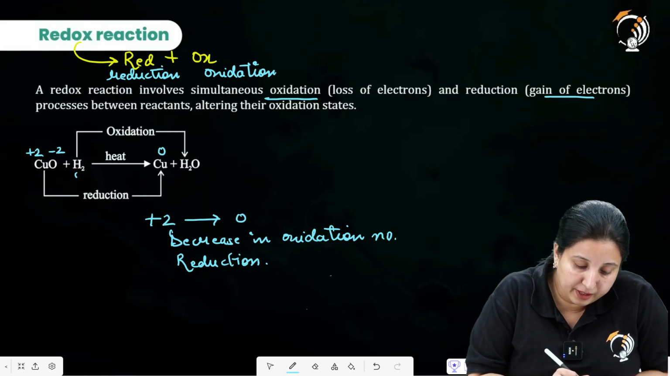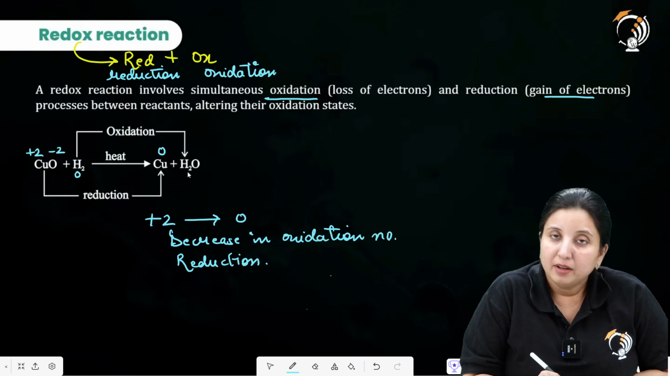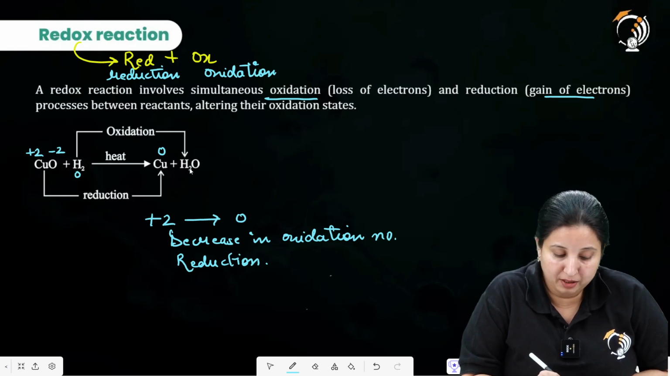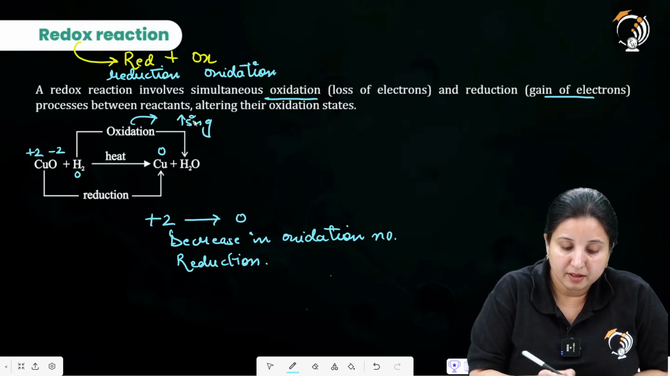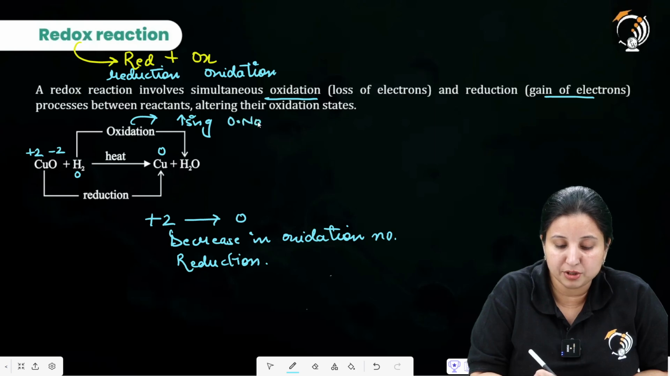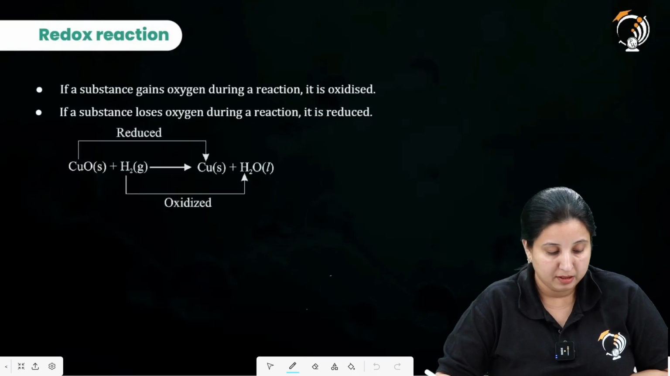Okay. And over here it is 0. Where is it going on that side? It is going to be plus 1. And for the 2 it is going to be +2. So what is happening? The oxidation number is increasing. So that's why we are going to say it is an oxidation.